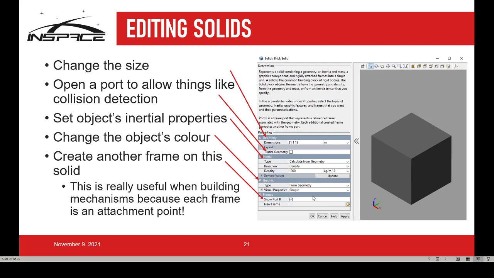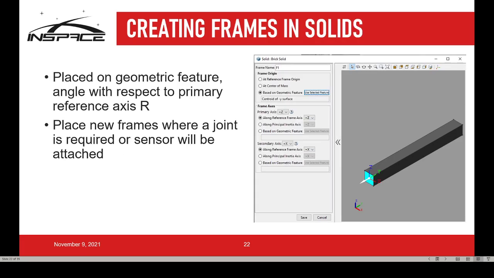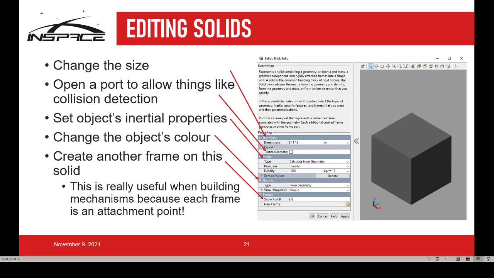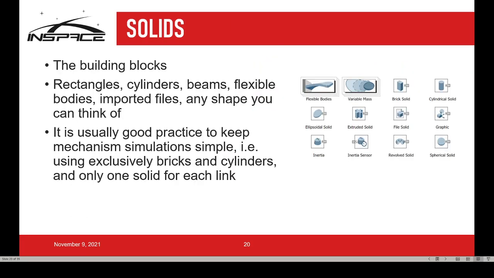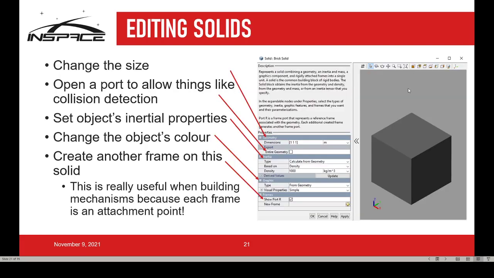frame on this solid. And this part's actually kind of important, is how to create new frames on solids. Because each frame can be used as its own attachment point. Because if we look at the default blocks, it's only got one attachment point, and that's by default at the center of mass, which is not super useful if you're trying to make a linkage or something. You want your links to be at the end of each of the boxes.